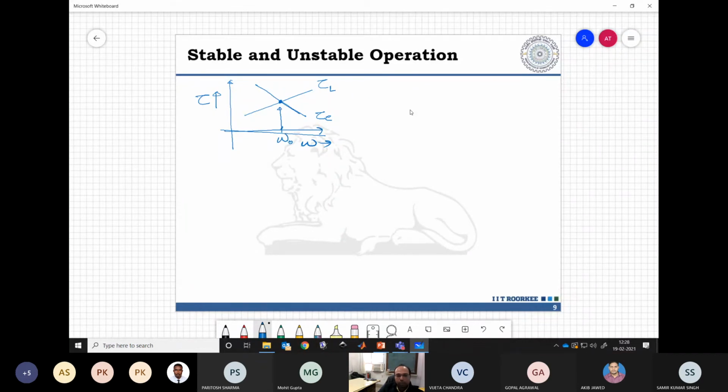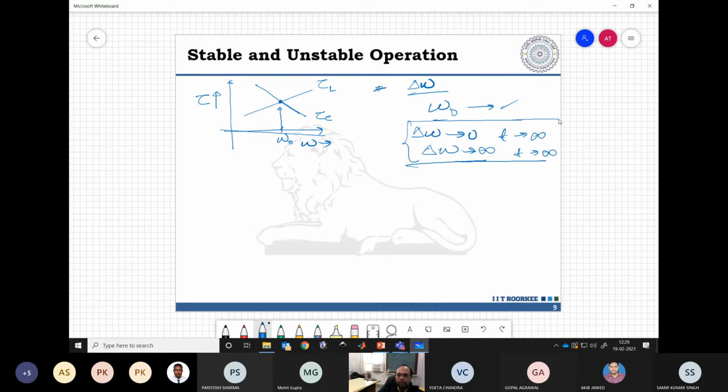Now, if you disturb the system by a small quantity, let us say delta omega, whether the system is going to restore to that point omega naught or it is going to run away from omega naught. These two questions, so whether delta omega will go to zero as time approaches infinity or delta omega will run to infinity as time runs to infinity. So this defines whether our system where we are having this motor and load getting connected, whether it is stable or unstable. So again, coming back to our equation what we have seen earlier.